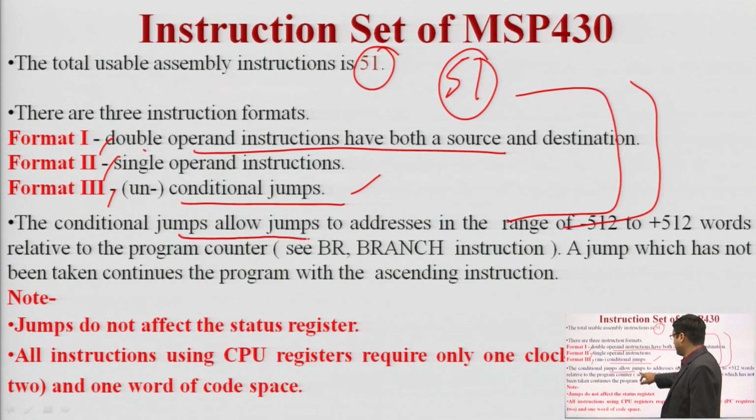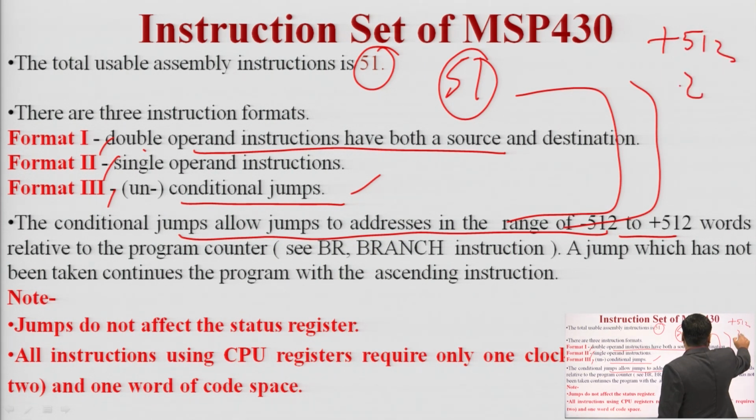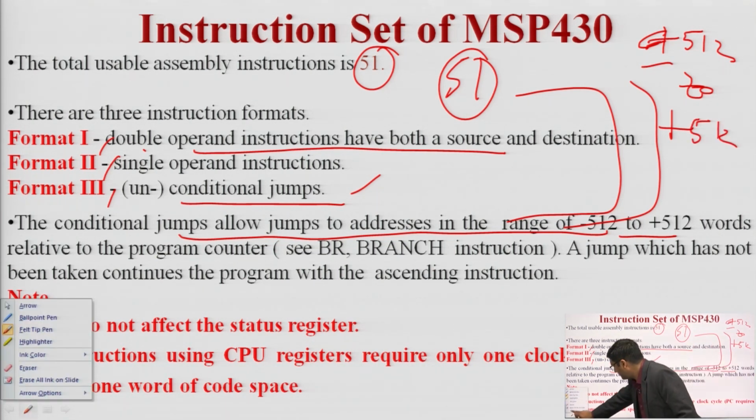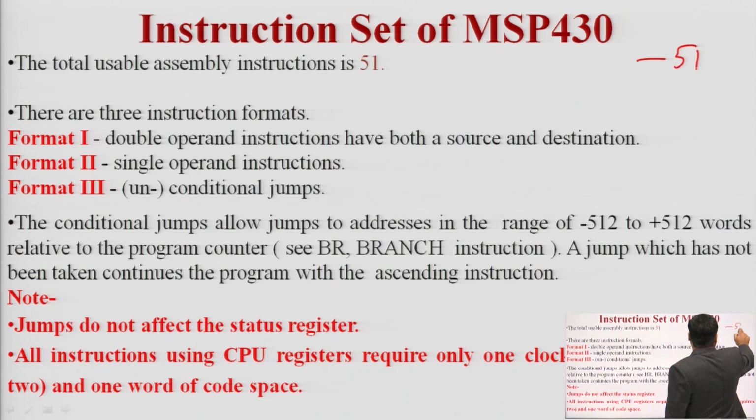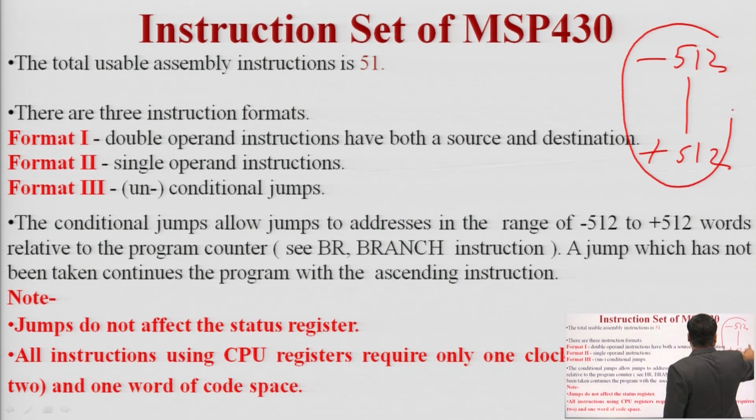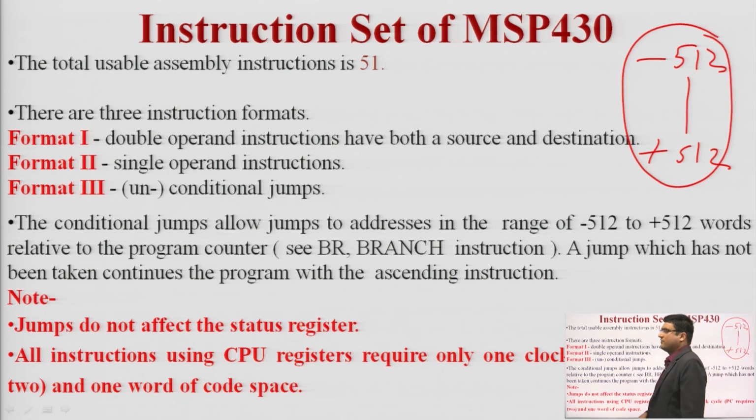So the conditional jumps allow a jump to an address in a range. We can see that it has an address range. If we want to jump from a particular memory address to another memory address, it has an address range of minus 512 to plus 512. So in this range our MSP430 microcontroller can jump from a particular memory address to another memory address by using jump instructions.